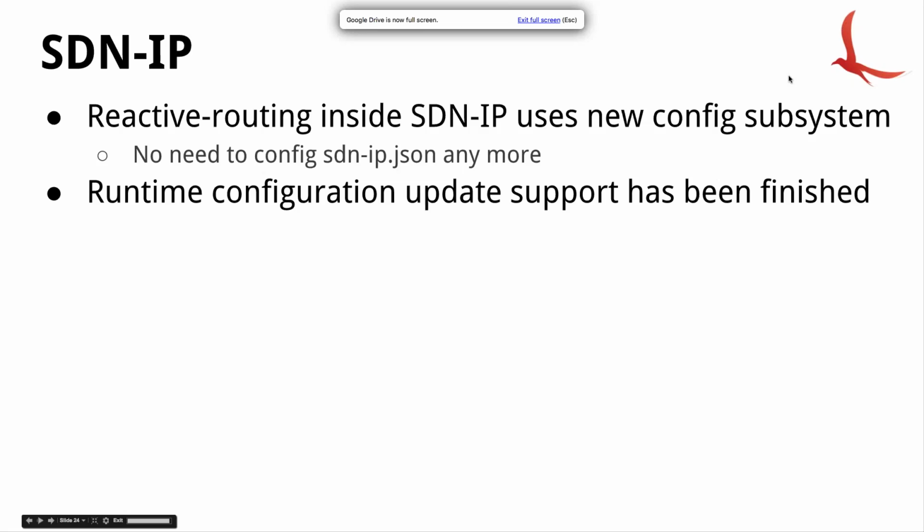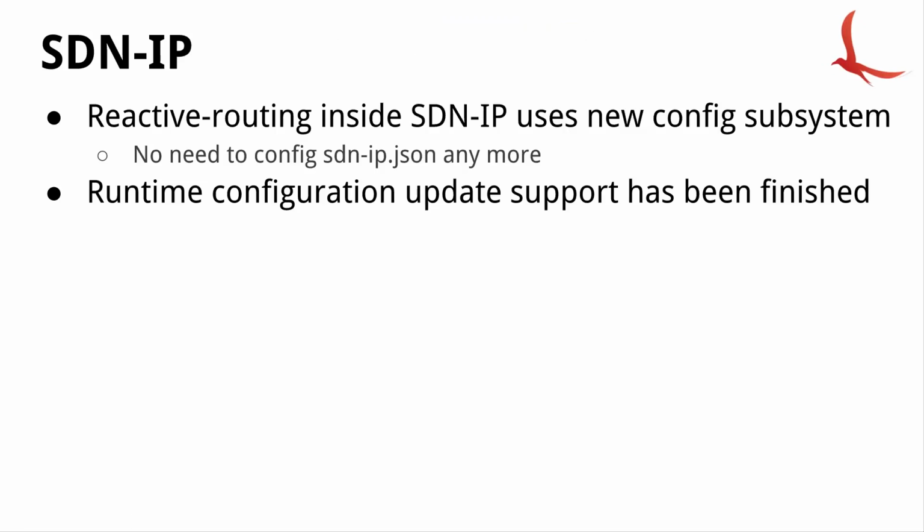For SDN-IP, we moved the reactive routing feature inside SDN-IP to use a new config subsystem, so the users don't need to configure the SDN-IP JSON anymore. And, of course, it supports runtime configuration update. And this is SDN-IP. Nice.